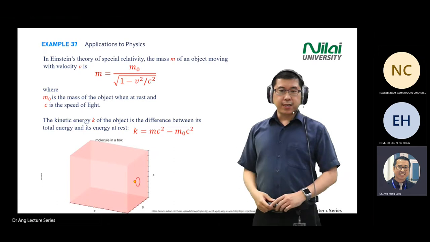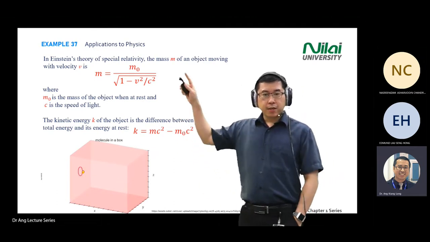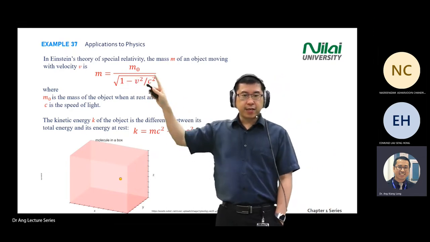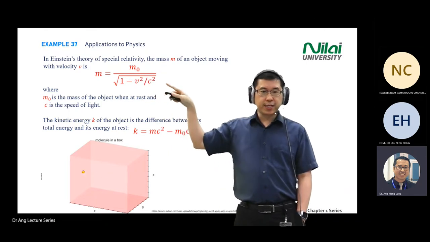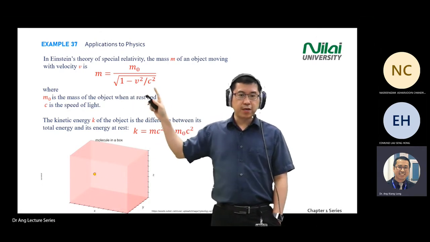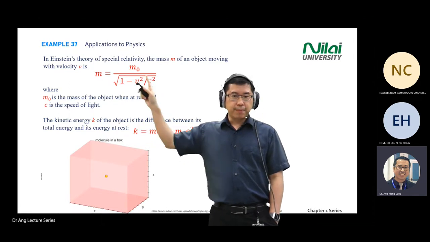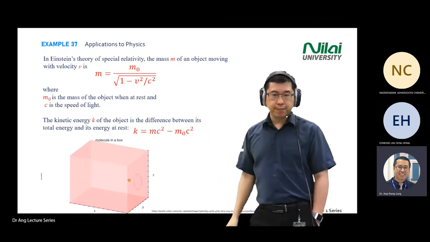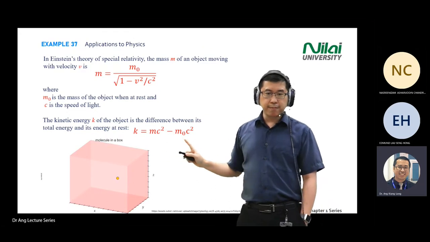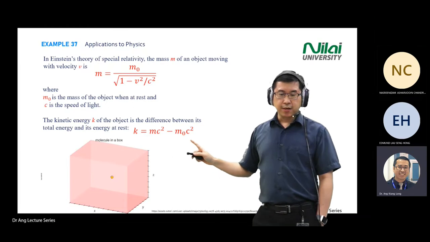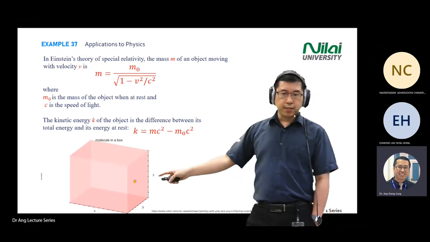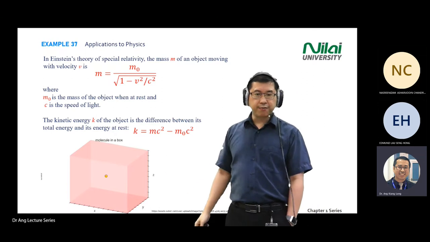Now, why do we learn about power series here? It applies to physics. In Einstein's theory of special relativity, we have one equation here: m equals m0 divided by square root of 1 minus v squared over c squared. m0 is the original mass, c is the speed of light. And the kinetic energy is given by this formula: K equals mc squared minus m0 c squared, where m0 is the initial mass, or at rest. This is one of the animations that I can find related to this question.